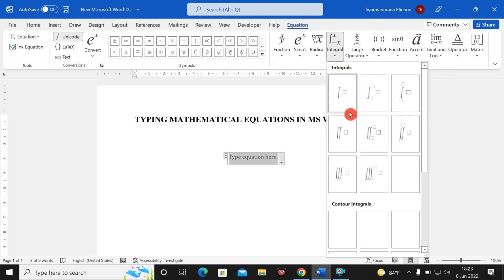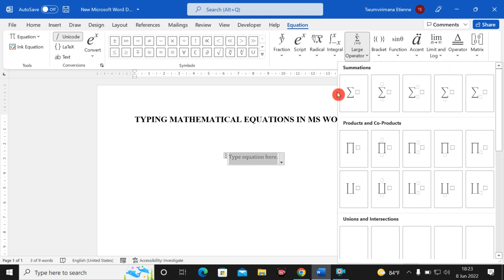Here we have integrals. In mathematics, here you have integrals. Here you have integrals with limits, maybe an integral of something from a given number to any number. Here we have limits, and the integral with stacked limits. Here we have double integrals, and the double integral with limits, and the double integral with stacked limits, and so on. When you want to type integrals, we go there.